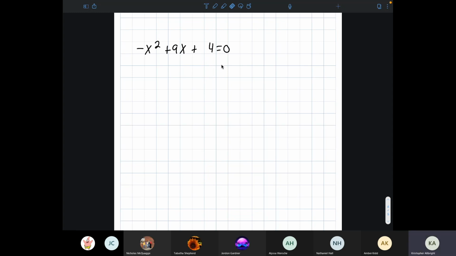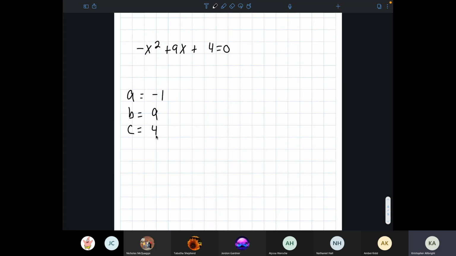So now I can use my quadratic formula. So what I'm going to do over here is I'm going to write my A, B, and C. And I legitimately do this every single time. Like after a couple times, you're going to be like, this is dumb, I'm not going to write A, B, and C. I still, to this day, do this every single time. A is going to be negative 1, B is going to be 9, and C is going to be 4.